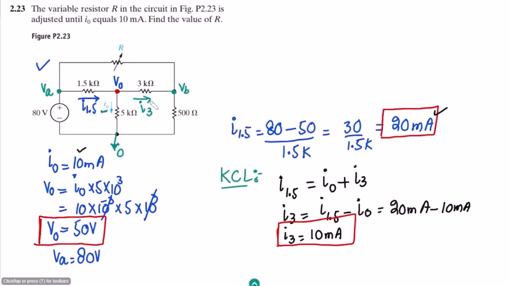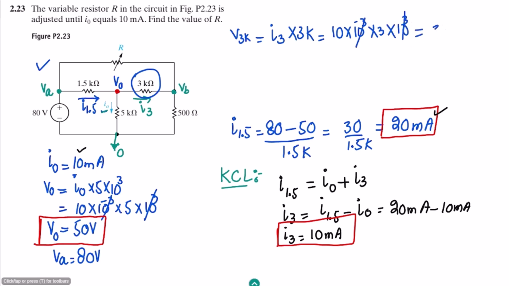Now this current is here. We can very easily find out the voltage across it. So V3K, let me have this voltage here across this one, and it would be what? It would be I3 multiplied by 3K. So I3 is known, that is 10 milliamps. So 10 into 10 to the power minus 3 into 3 into 10 to the power 3. These two will cancel out, and we will get here 30 volts, which is across this one.